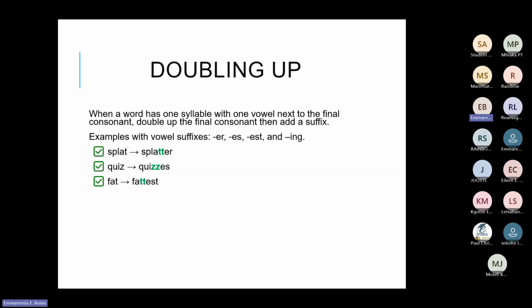Let's look at this word. Now we have the one vowel, A, next to the final consonant, T. So we have to double the final consonant, and then we add the suffix EST. So fat, fattest. Then with this word, clip, our vowel is I, and it's next to our final consonant, P, and now it has to be doubled, and then we add the suffix ING. So clip, clipping.